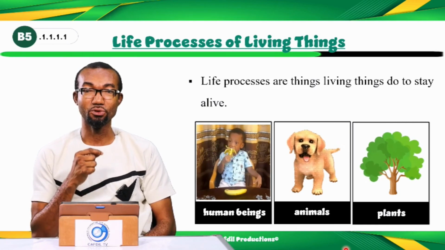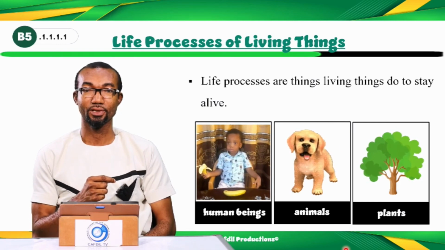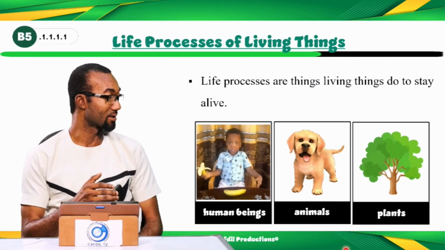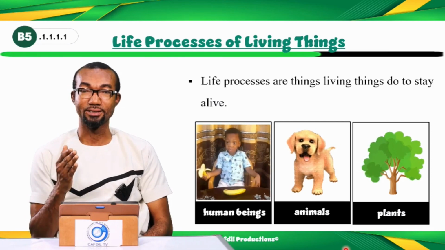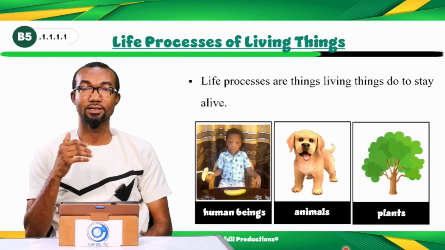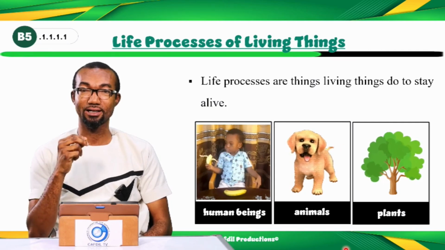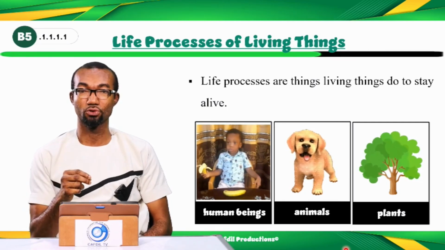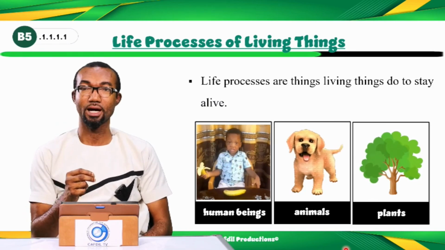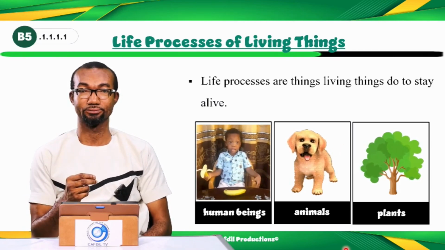That means that if you don't do these things, there's a possibility that you may die. If you take living things, we talk about human beings, animals, and plants. These are the 3 living things on earth. Life processes are things that living things do to stay alive. If human beings, animals, or plants do not do them, they may die.